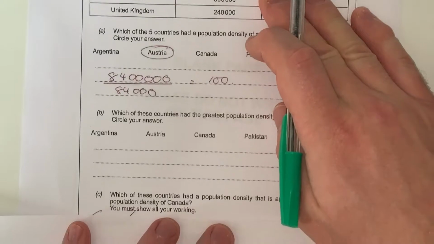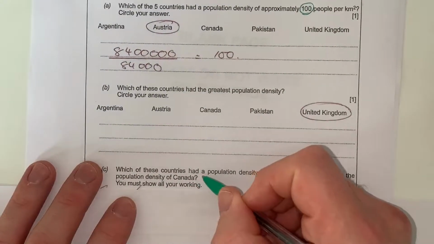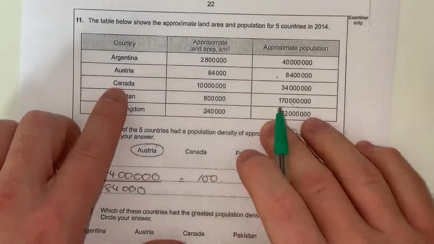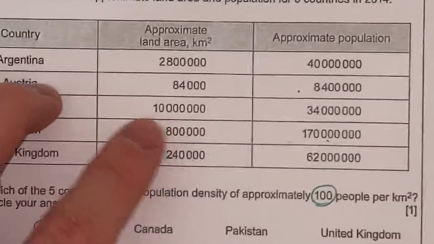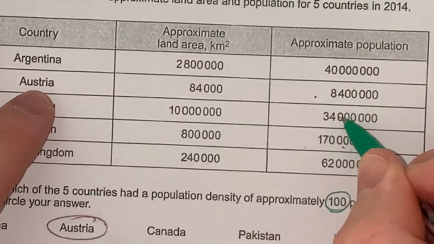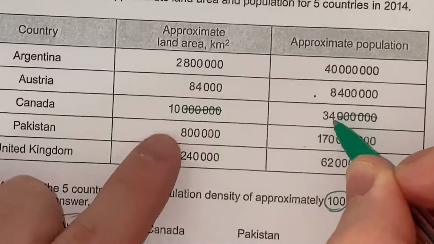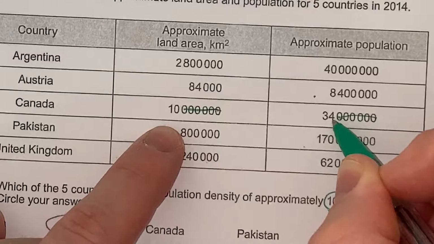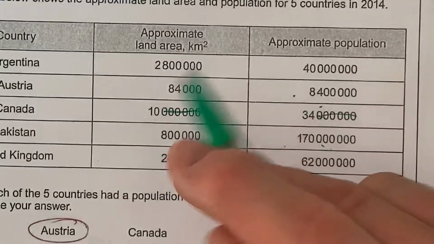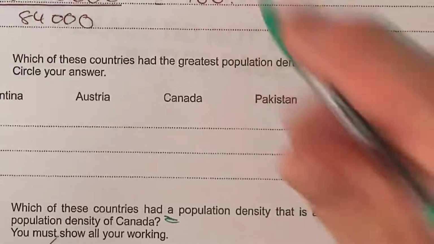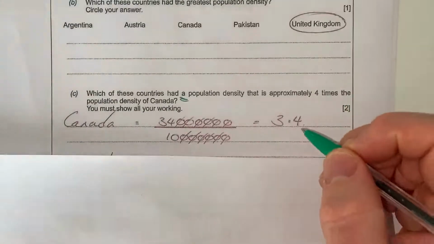The last one, which of these countries had a population density that's approximately 4 times the population density of Canada? Well, start with Canada then. So we're going to find the population density of Canada. My advice would be, because there are so many zeros going on with Canada, cross off as many as you can there. So that's 6, which means I'll cross off 6 there. So 34 people per every 10 kilometers. So the population density is going to be 34 divided by 10. So for Canada, it's 3.4. Obviously, I've just done it there where I've crossed them off as well.